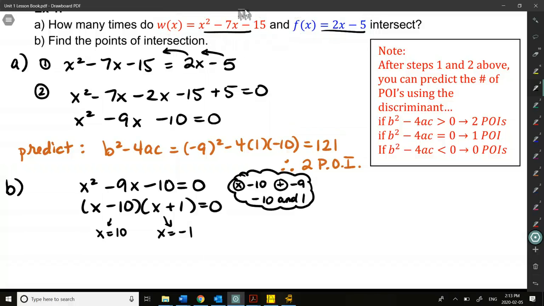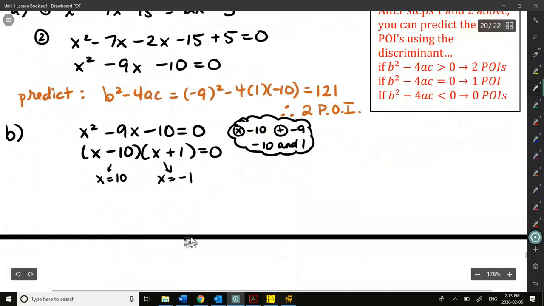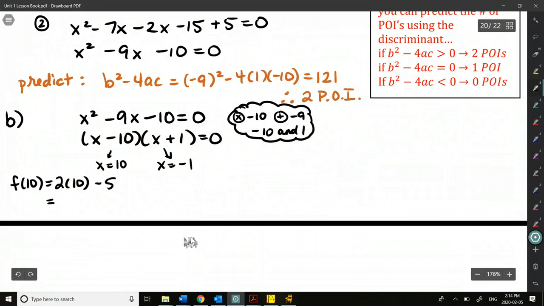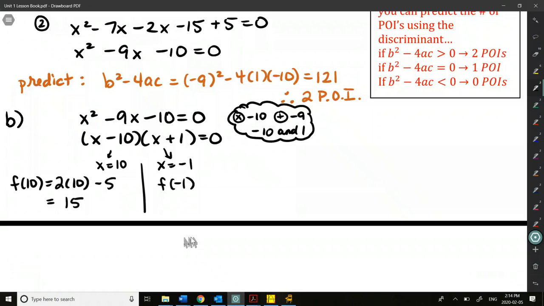So I usually personally sub into the line because it's just a simpler equation. But you can certainly plug into the quadratic as well, and you'll find your y-coordinate. So we're going to evaluate f at 10 and f at negative 1. Okay, so for the first one, we get 15. And we will also evaluate f at negative 1. Again, you can also do w at 10 and w at negative 1. You should get the same answers as for when we plug it into the line.